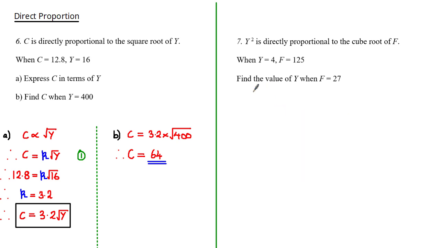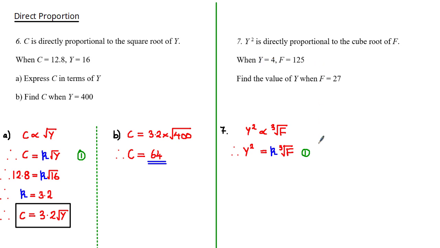Welcome back, guys. Okay, so this is another example where we're not initially asked to find a formula which expresses y in terms of f, but in order to find the value of y when f is equal to 27, we need to find a general formula which links the two variables. So given that y squared is directly proportional to the cube root of f, we can write this statement, y squared ∝ cube root of f, and therefore y squared is equal to k times the cube root of f, where k is a constant to be found. Let's label this equation 1.